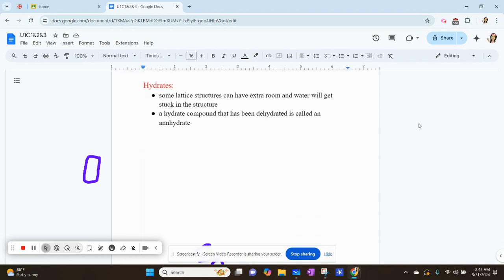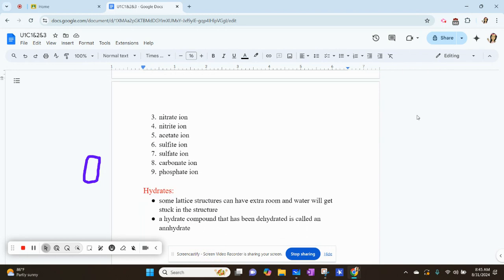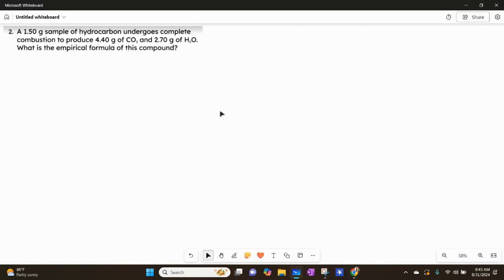Now let's talk about hydrates. Some lattice structures have extra room, and water will get stuck in the structure. A hydrate compound that has been dehydrated is called an anhydrate. And that's what I have here, but let's talk a little bit about how to do combustion analysis, because it's a pretty difficult topic.